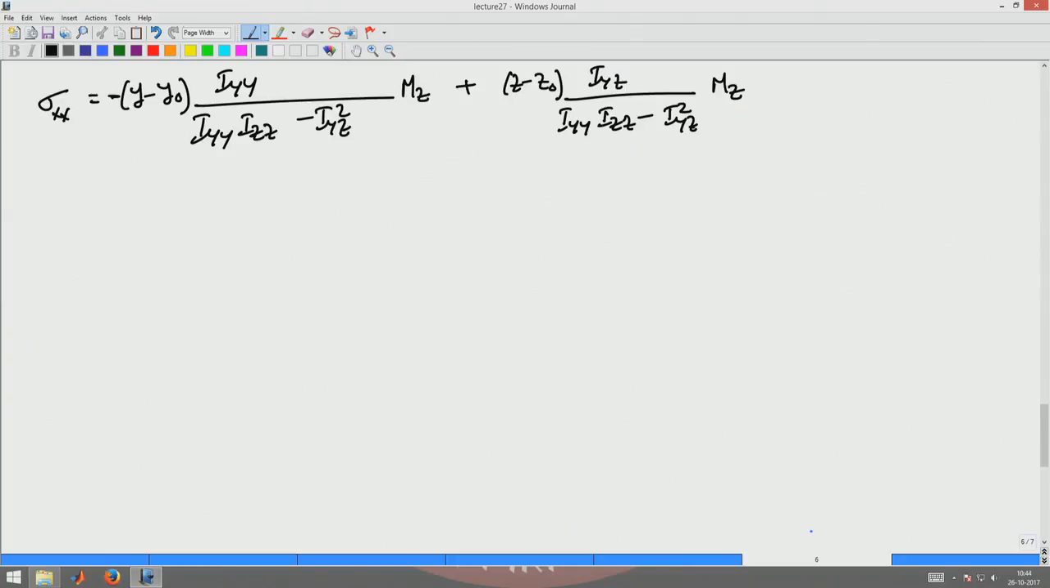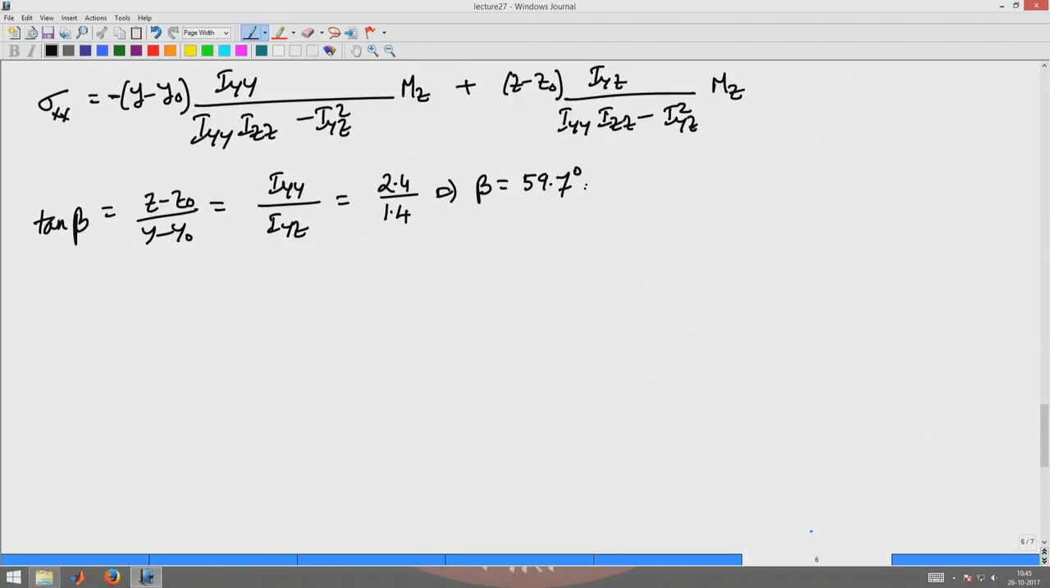Okay, of interest is the neutral axis, that is the axis about which sigma xx is 0. So you will find that the orientation of the neutral axis, tan beta, is given by (z minus z naught) by (y minus y naught), which is nothing but I_YY divided by I_YZ, and this is 2.4 divided by 1.4. This will imply that beta, if you do the inverse of tan, will be 59.7 degrees.